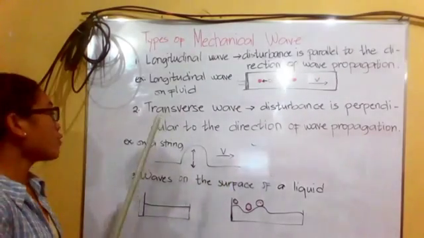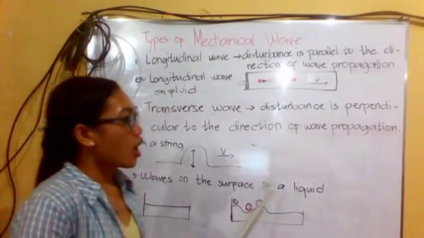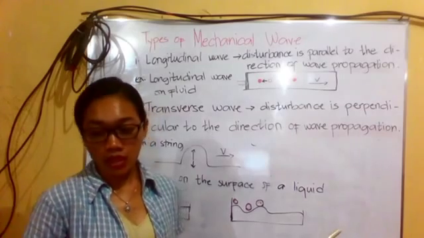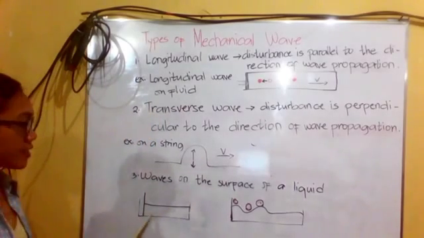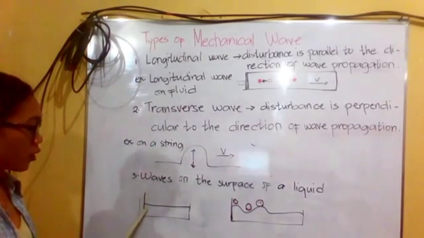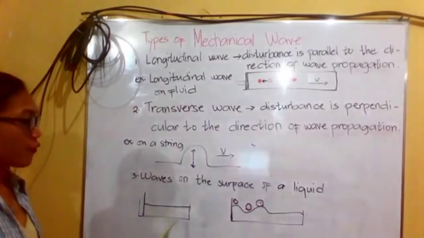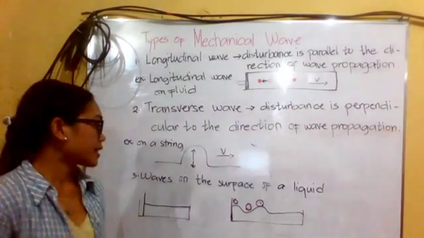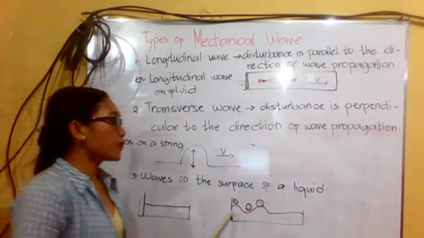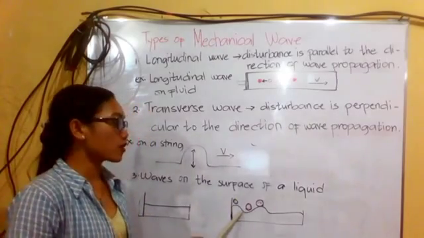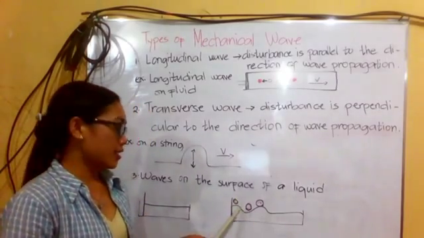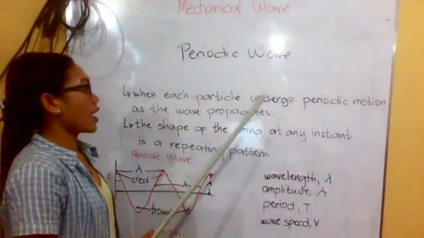itself. We have also waves on the surface of a liquid. As you move this flat board back and forth, the wave occurs. As the wave passes, all particles on the surface of the water move in a circle. We have what we call the periodic wave.